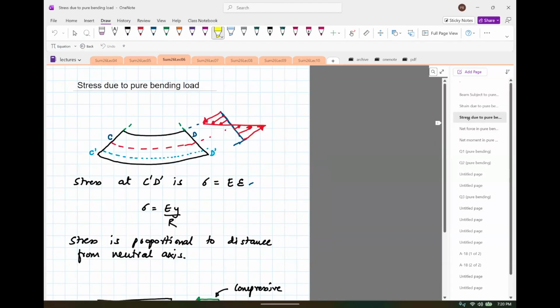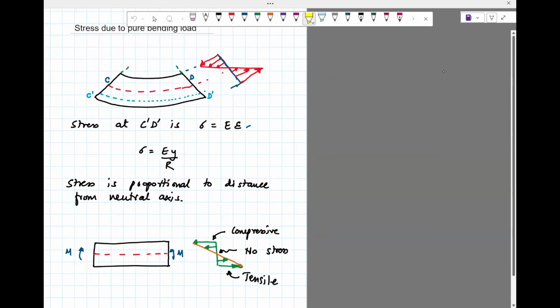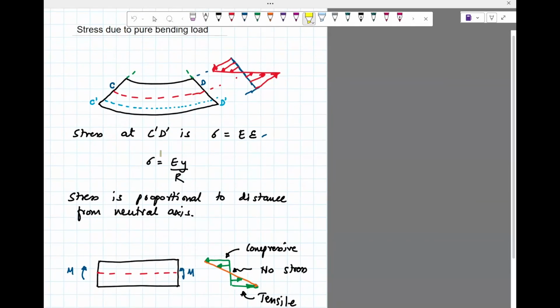Okay, now once we get the strain, we want to compute the stress. The definition of stress is that stress is E times strain, where E is the Young's modulus. So strain from the previous page was y divided by r, and so stress is E y divided by r.